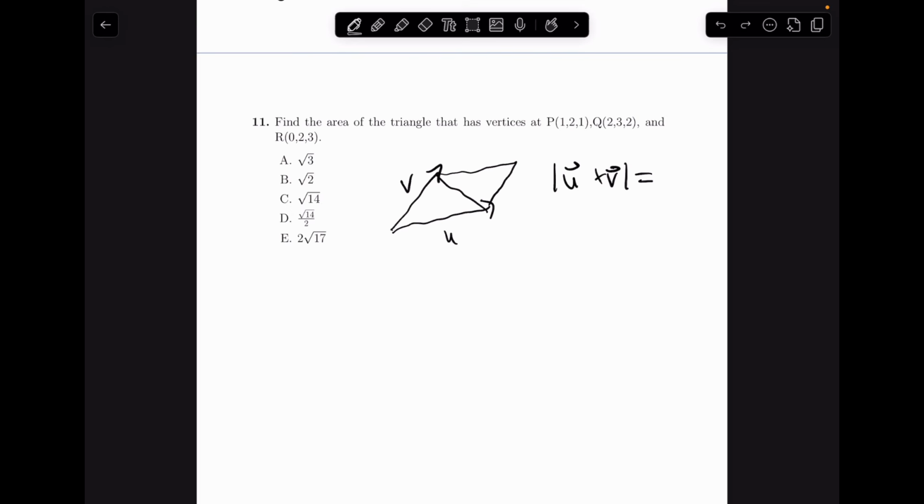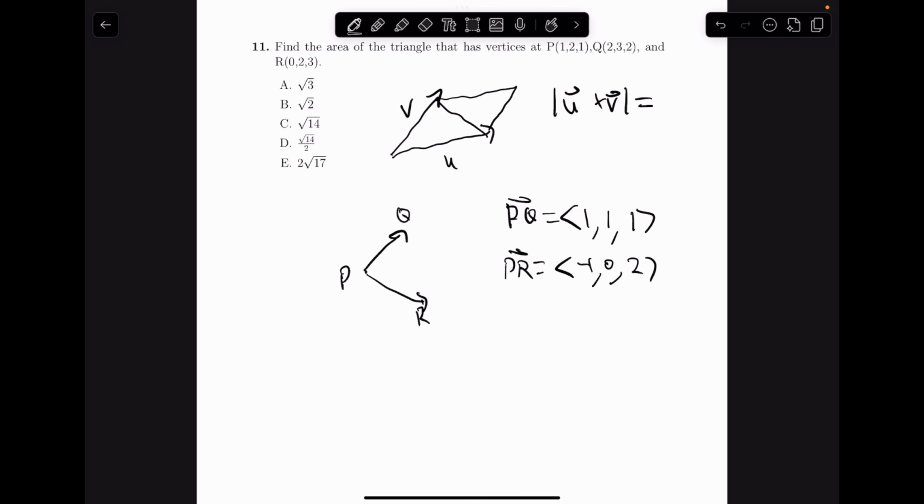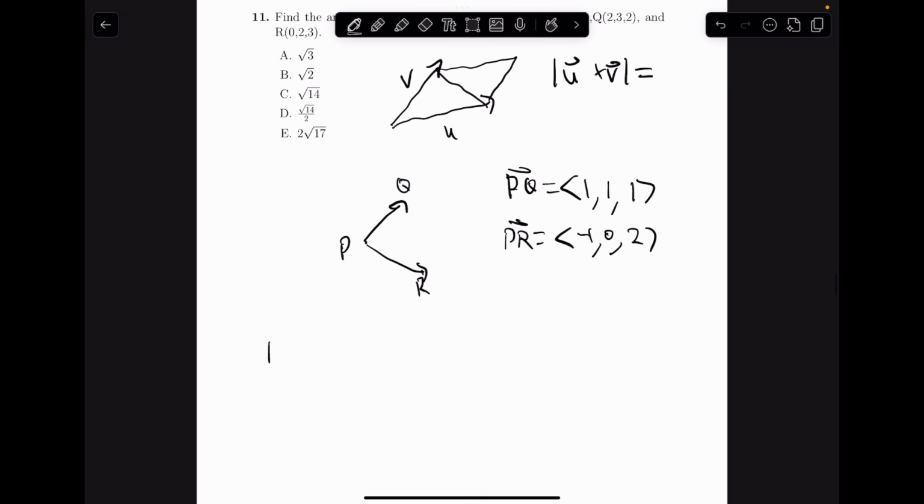So in this case, our U and V are, I guess we can redraw it, but we're going to have, we can say this is P, P goes to Q, and then we have some sort of R. So we can calculate these vectors. PQ will be equal to 1, 1, 1. That's cool. And then PR is going to be equal to -1, 0, 2. Okay. And then we take the cross product of these.